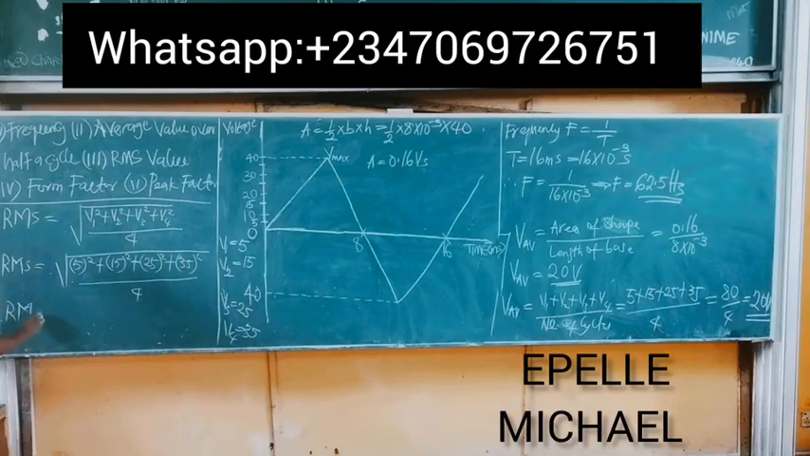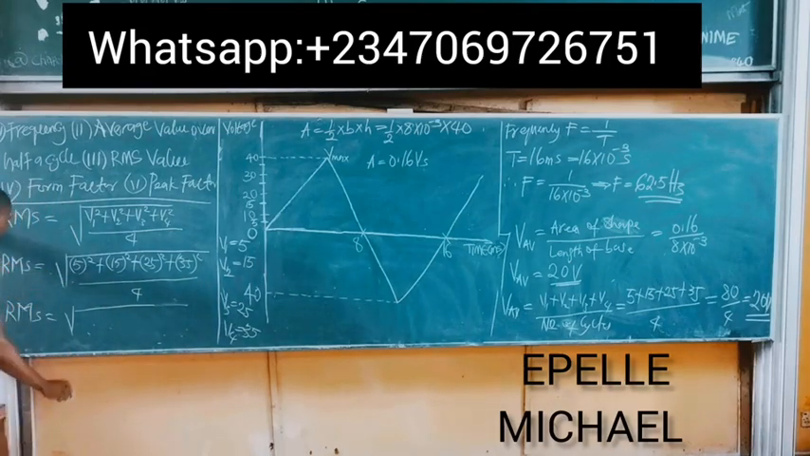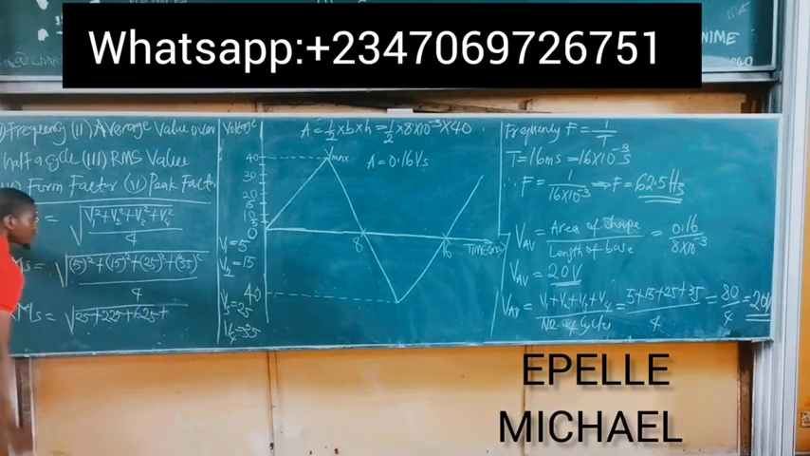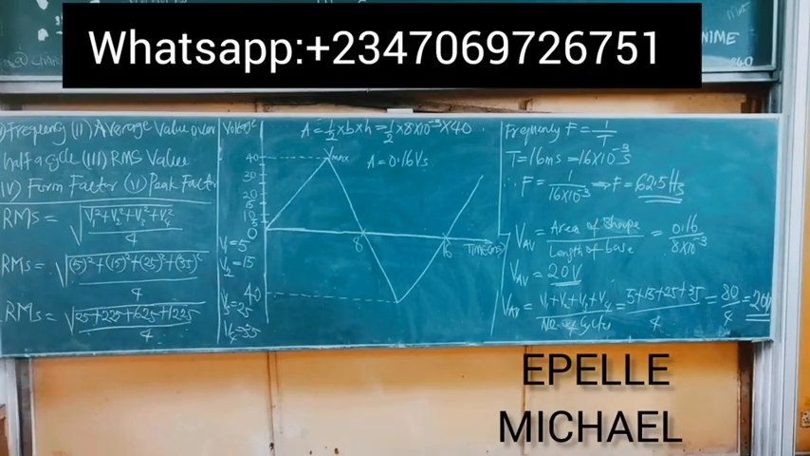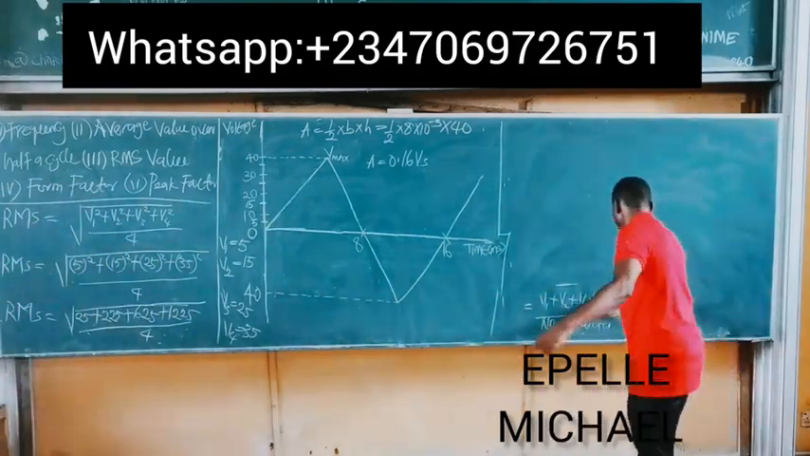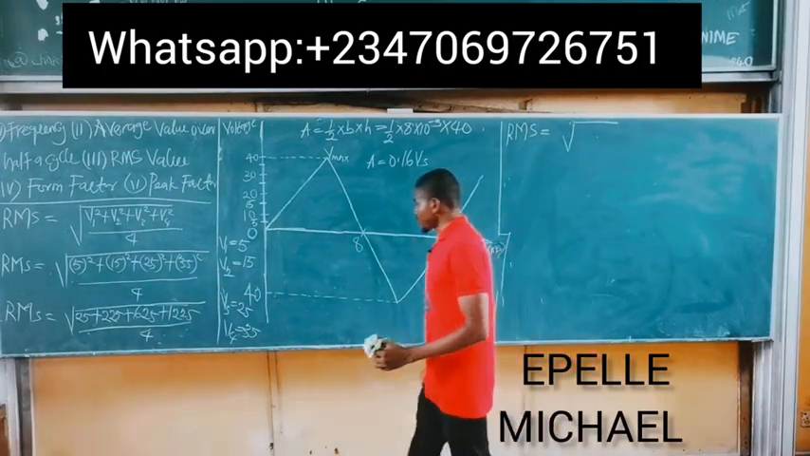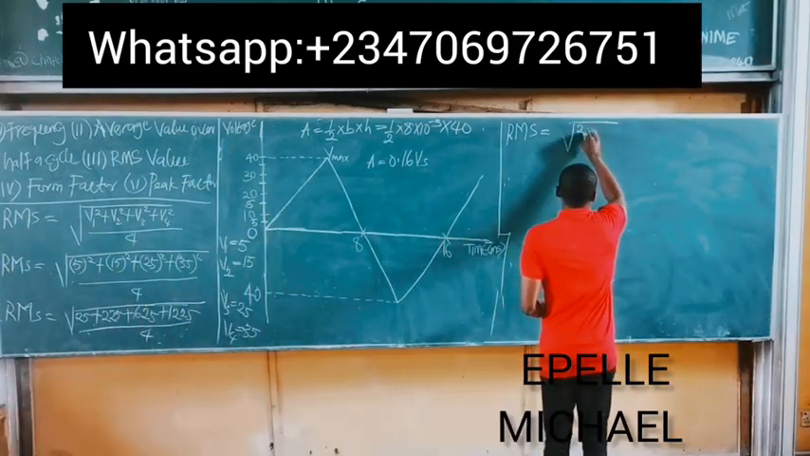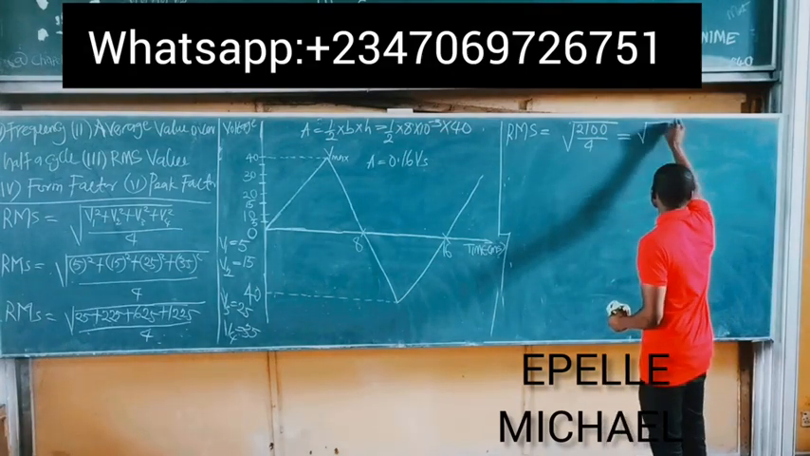So RMS is equal to the square root of, give me these values now. 5 squared is 25, plus 15 squared is 225, plus 625, plus 1225, all over 4. So RMS is simply the square root of the sum of these values, 2100 divided by 4. 2100 divided by 4 is 525. So you have the square root of 525.